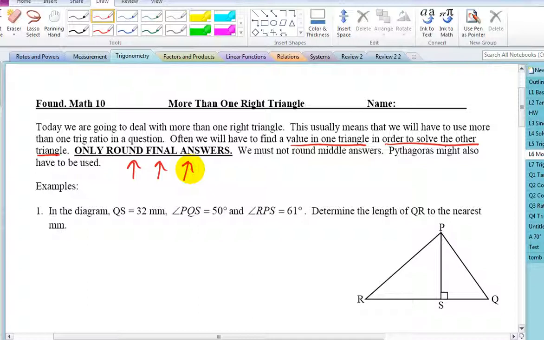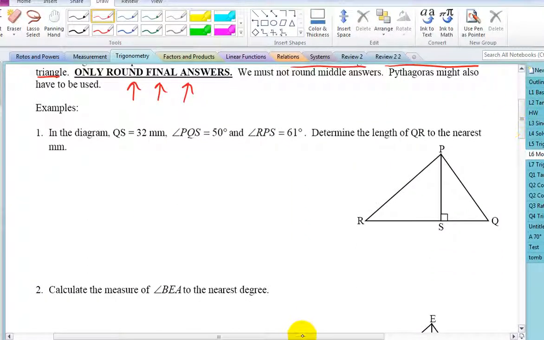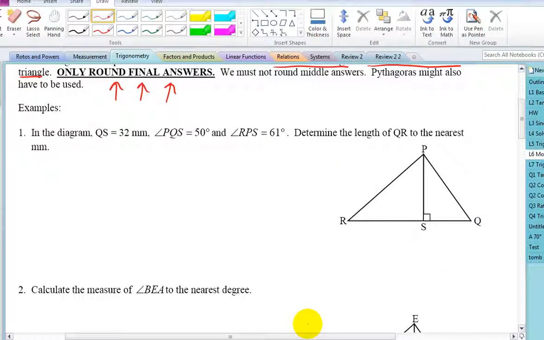Okay. So draw an arrow to that. Put a square around it. Make sure it's big so that you remember not to round unless it's a final answer. Okay. So here's our diagram right here. Please label this information on your diagram.